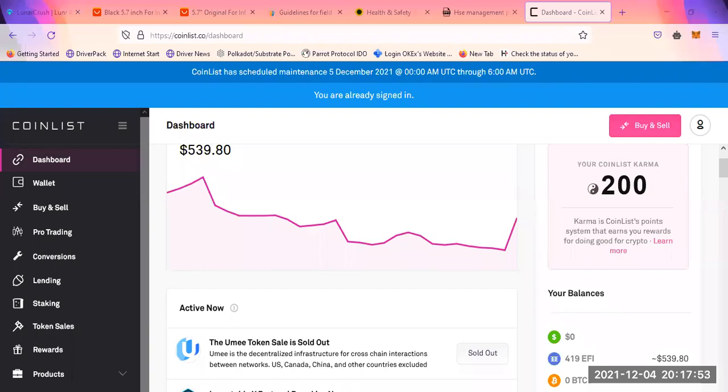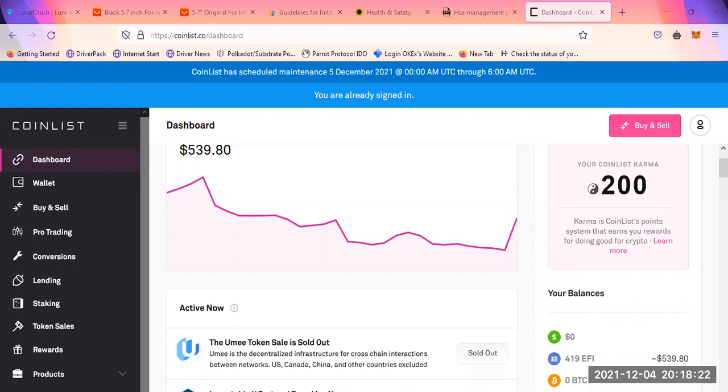Your portfolio first. This one is just the balance. Then this Karma has to do with the activities you have performed using this Coinlist site. You get this karma according to the activities you have performed. And the more karma you get, the easier it is for you to get into any pre-sale they are going to launch.